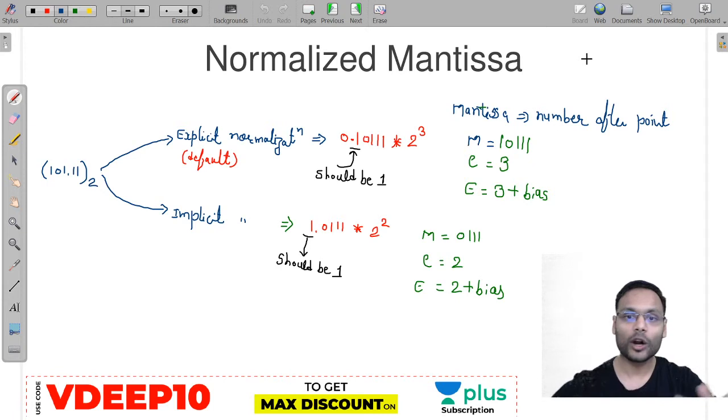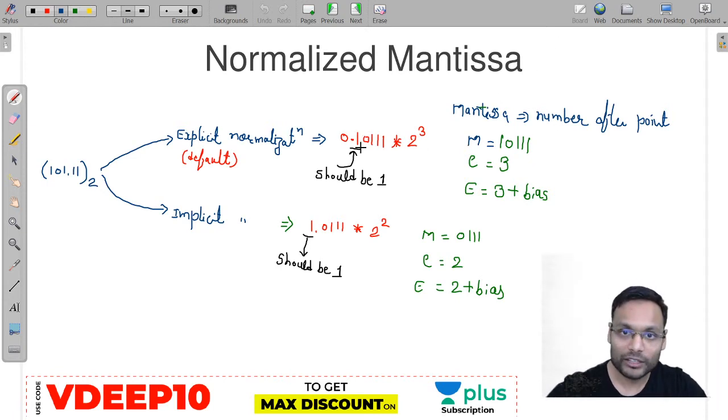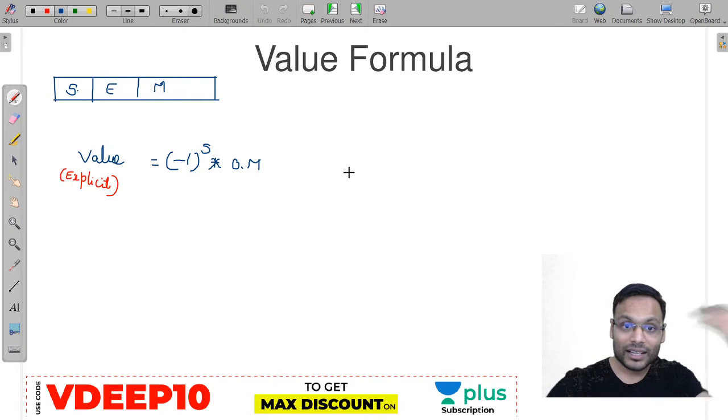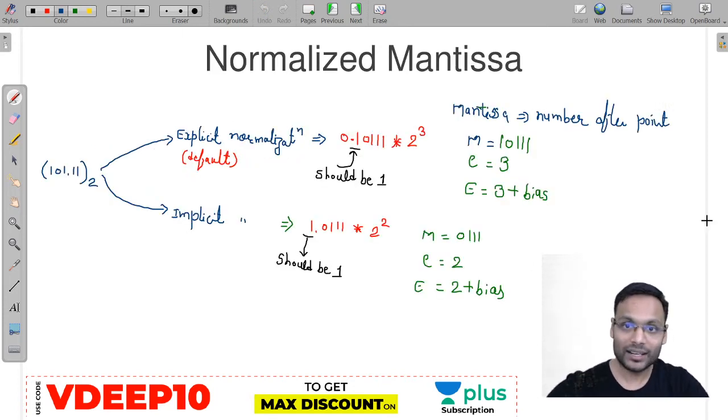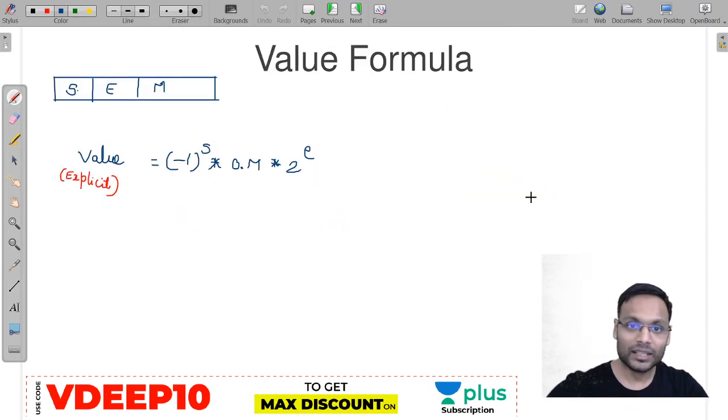We store only what? The number after the point. So whatever we have after the point, that we store. If we want to recover the number, I can write down 0 point and the mantissa I have stored, into 2 to the power original exponent. This was the number. The original number was this only, 2 to the power original exponent. But do we store small e, the original exponent, here? No, we store capital E, which is the small e original exponent plus bias, stored together.